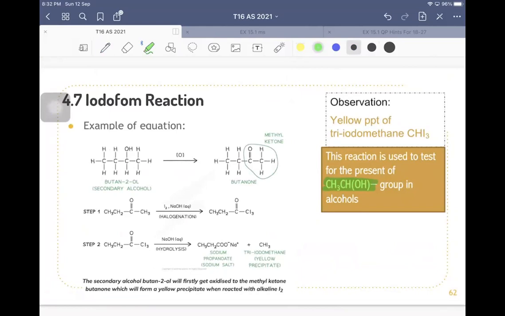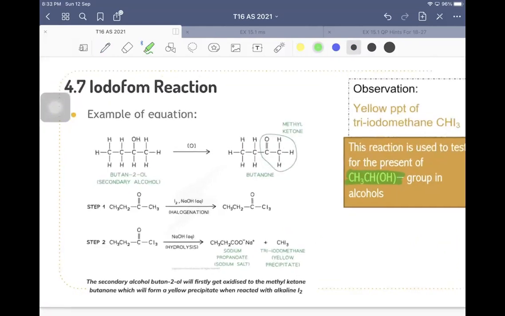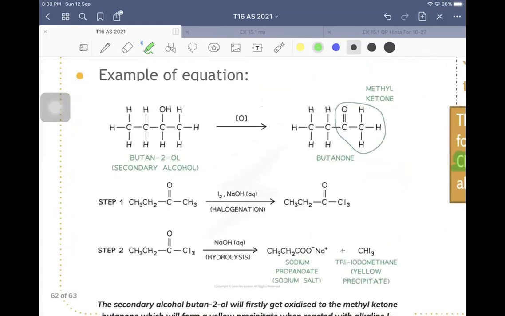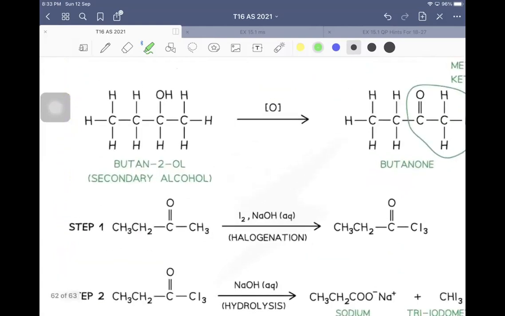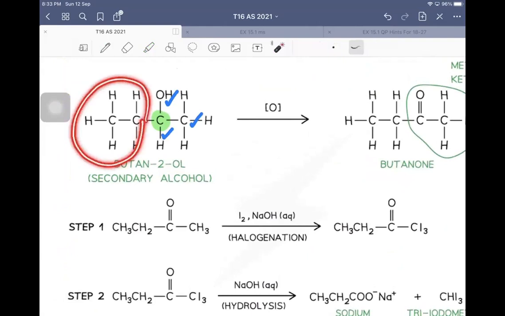Okay, so what's happening here? First, let's check if butanol can undergo iodoform reaction. So that's my highlighted carbon. It has an OH group. It has a methyl group, CH3, and it also has a hydrogen. So then, yes, this molecule can undergo iodoform reaction. What about the rest of this molecule, the fourth bond? Well, I don't have to worry about that.